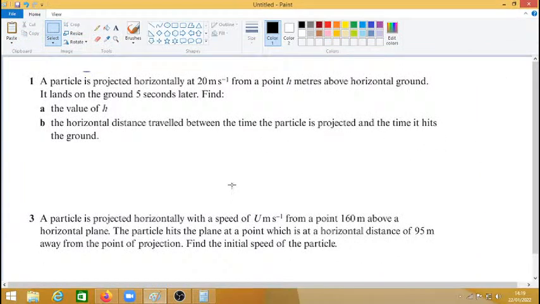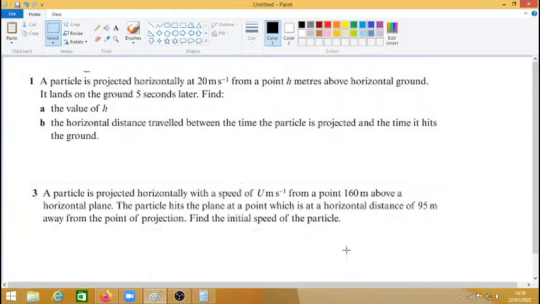Okay, these are 2 questions for you to attempt. See how you get on. I'll allow up to about 10 minutes for you to have a go at that.